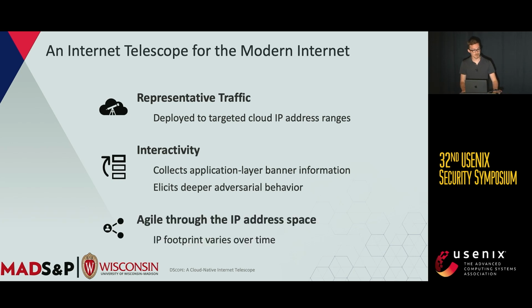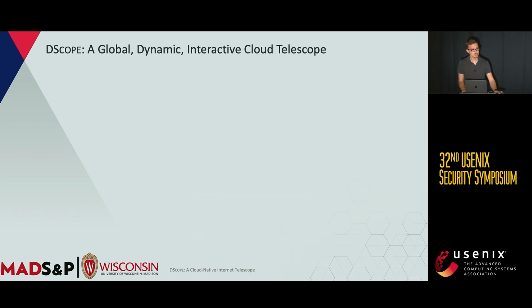Finally, we want our telescope to be agile through the IP address space. The footprint needs to change over time to prevent characterization and avoidance by the adversaries. And so, in achieving these, we built DScope, a global, dynamic, interactive, cloud-based internet telescope. Now, that's a mouthful, so let's break that down by looking at how the architecture of DScope achieves our goals.